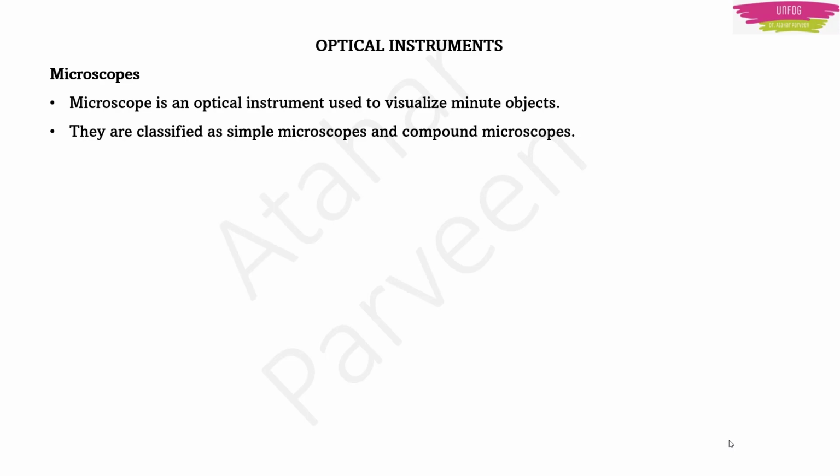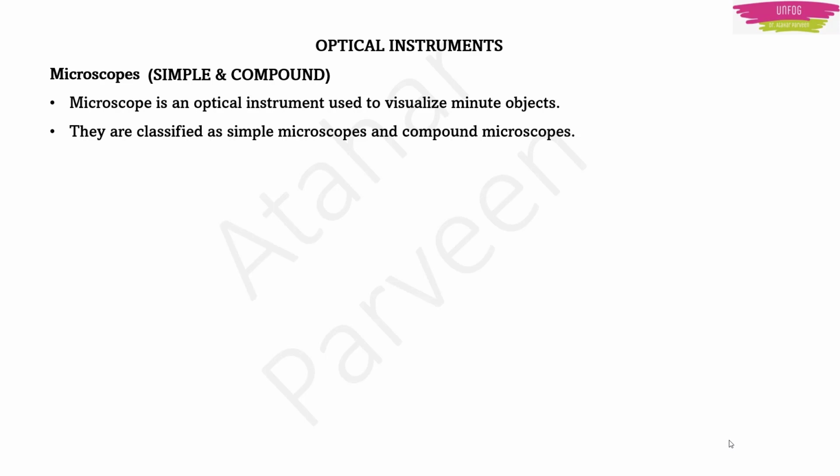Now, what is a microscope? It is an optical instrument used to visualize minute objects. We know it, right? These microscopes are classified as simple microscopes and compound microscopes. This we should know. Simple microscope means the microscopes which we used in our laboratories in class 11 and class 12.